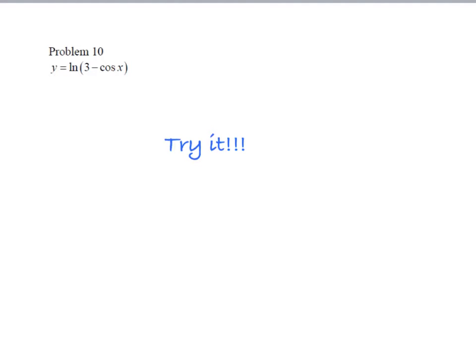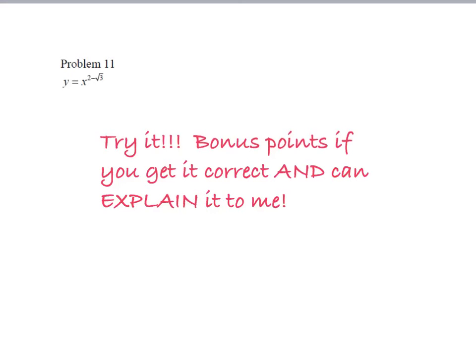Problem 10, please try. 11, please try it. This one's a little goofy. Bonus points if you get it correct, and you can explain it to me. You have to be able to explain it 110% in order to get any kind of bonus point here. No talking amongst yourself. See if you can figure it out on your own.